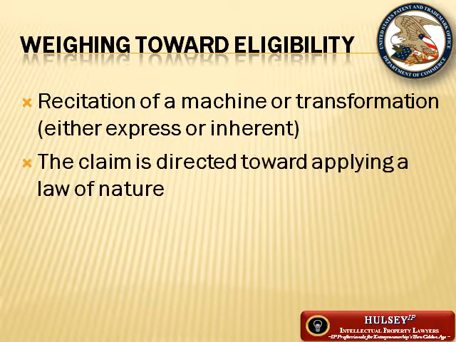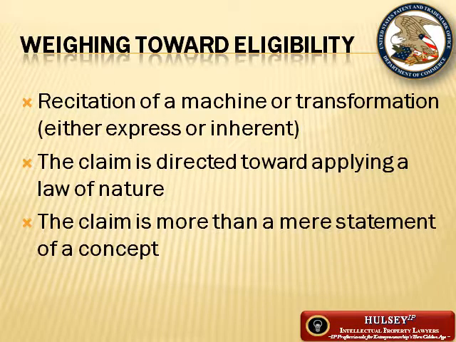Also, where a claim is directed toward applying a law of nature, where a law of nature is particularly applied, and where the application of the law of nature meaningfully limits the execution of the steps, are examples of this satisfaction of the statutory subject matter requirement. And then finally, where the claim is more than a mere statement of a concept, such as where the claim describes a particular solution to a problem to be solved, or where the claim implements a concept in some tangible way, or where the performance of the steps is observable and verifiable. In these instances, there are factors weighing toward eligibility of patentable subject matter.